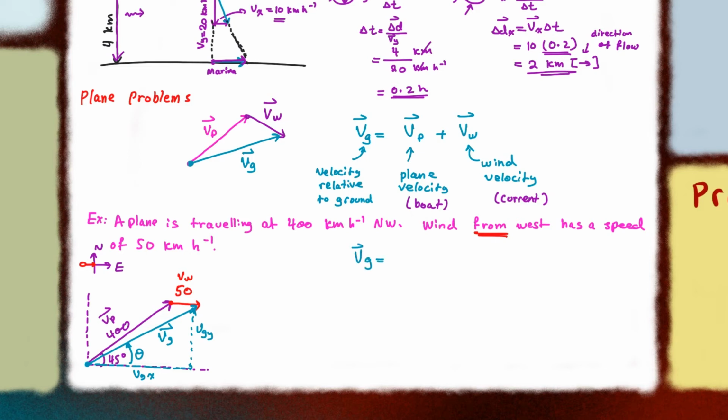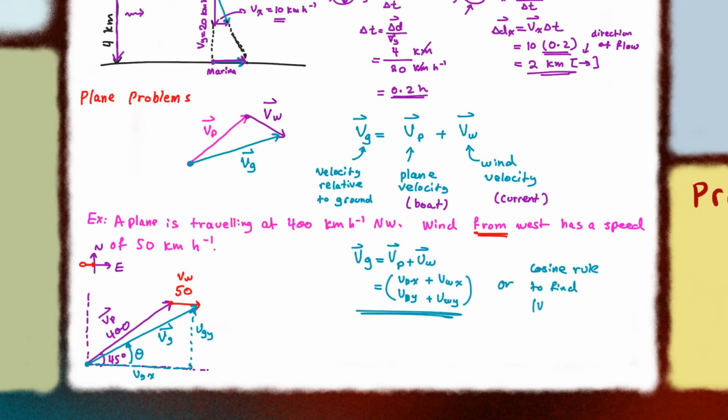We can find the ground velocity by adding the plane velocity to the wind velocity, and what we do is we take their x components and add them together to get the x component, and we add the y components to get the y component of the ground velocity. Or one other method of doing this is the cosine rule, and we can use the cosine rule to find the magnitude of the ground velocity and the angle as well.